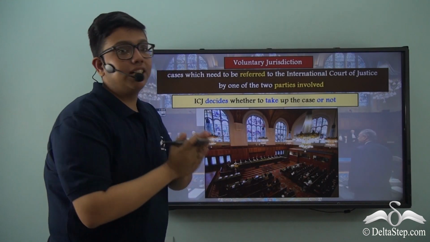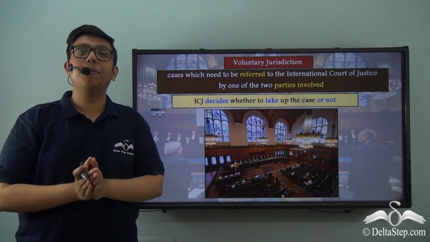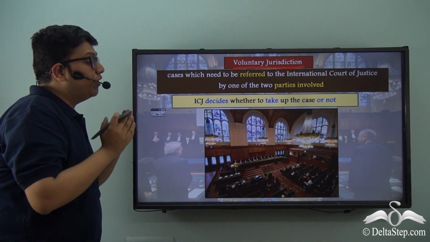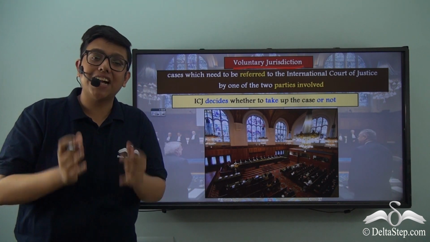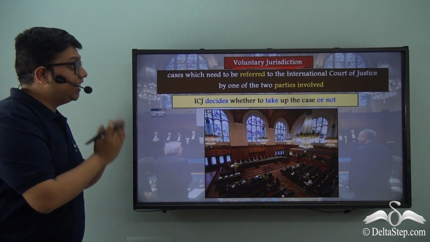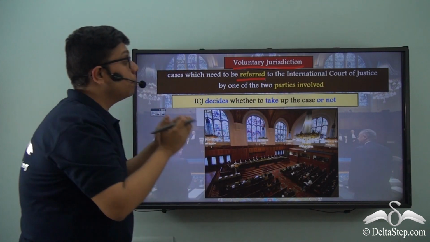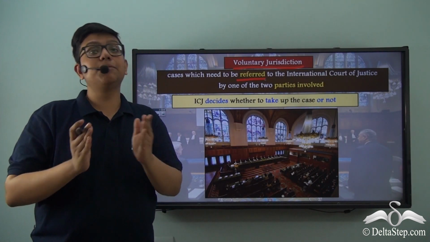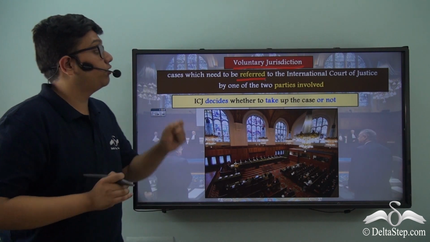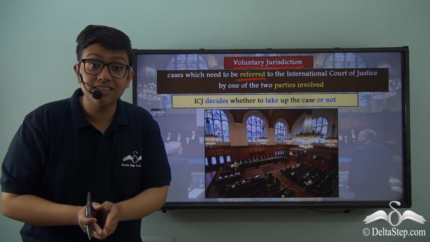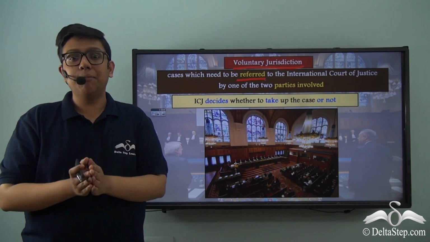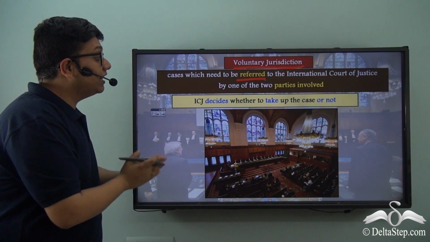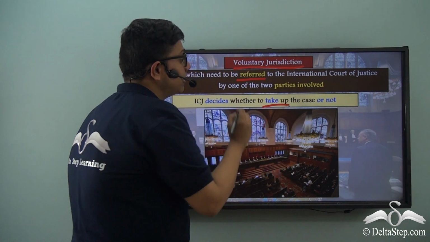In reality, most of the cases which the International Court of Justice takes up fall under its voluntary jurisdiction. These are those cases which the International Court of Justice does not automatically take up on its own and instead need to be referred to the International Court of Justice by one of the two parties which are involved. In any case or a dispute, there are two parties mentioned, and either of these parties has to first refer this case to the International Court of Justice before it can decide to take it up. Why is the word can mentioned? Because it is up to the International Court of Justice to decide whether it wishes to take up this case or whether it wishes not to do so.